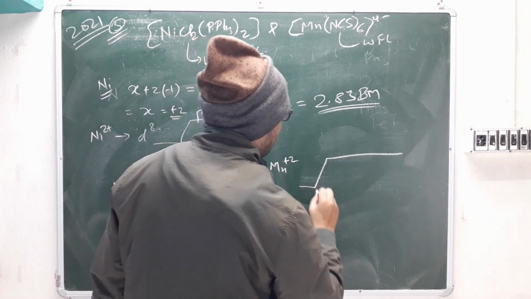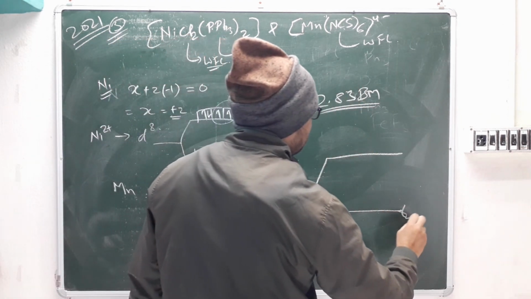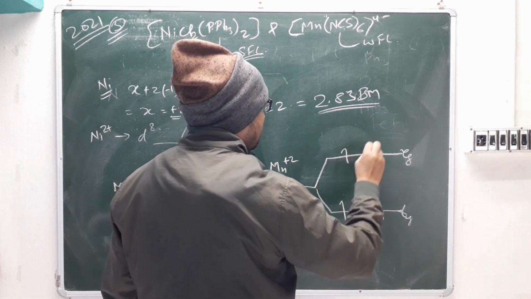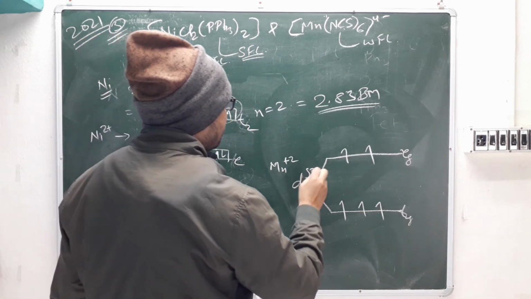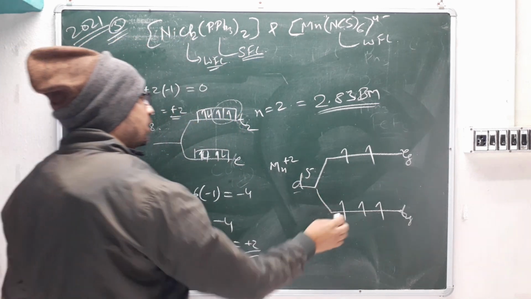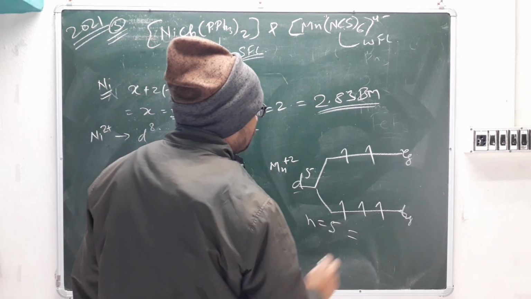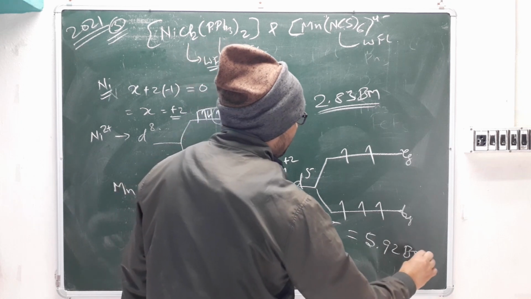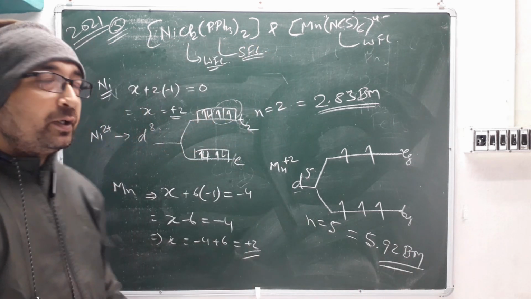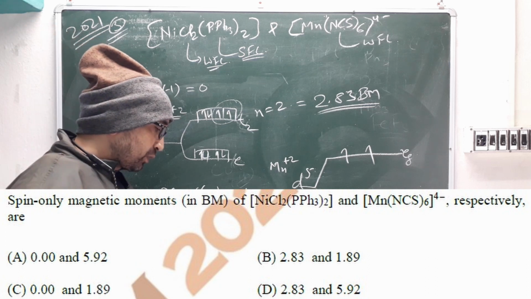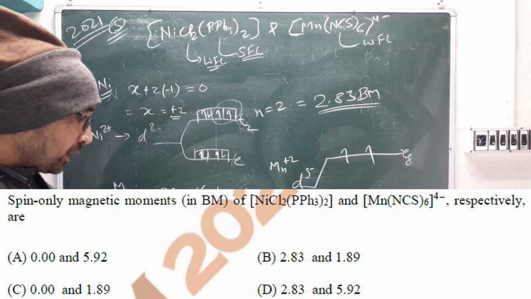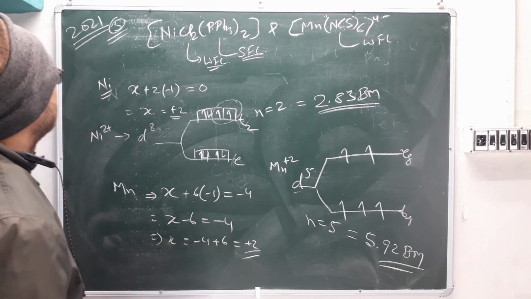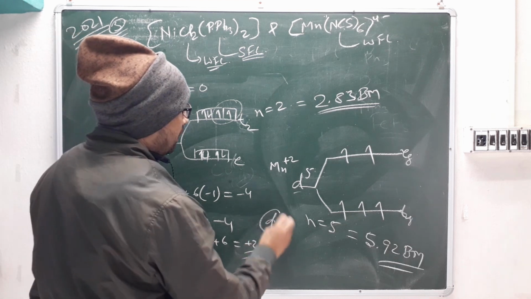Now just split it, and we know that this is a weak field again. This will be t2g and this will be eg. Down it will be 3, then 4 and then 5. So manganese 2 plus will be d5. So total 5 electrons, so the number of unpaired electrons is 5. So what will be the Bohr magneton value? It will be 5.92 Bohr magneton. So which option is correct? 2.83 Bohr magneton and 5.92 Bohr magneton. Okay, option D. So for this question, option D will be your correct answer.